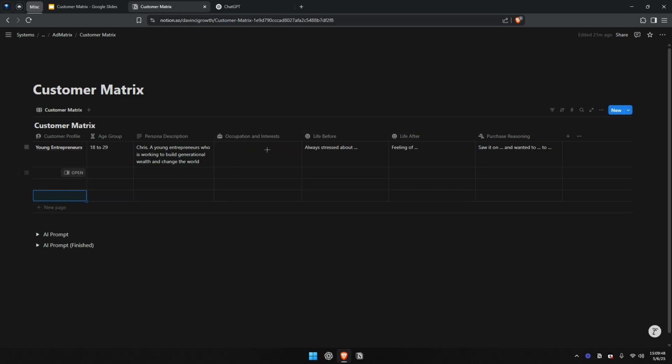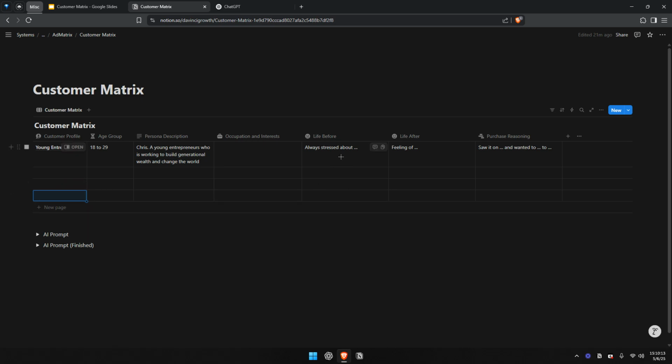Occupations and interests, which I haven't filled in yet, but that can be like a 0 to 10K a month business owner who's been doing this for a year or two, but hasn't really seen any luck or success besides a couple small wins, but he still has the vision, right? Things like that. Interests could be things like self-improvement, going to the gym, et cetera, right? Eating healthy, biohacking, holistic medicines, things like that, right?